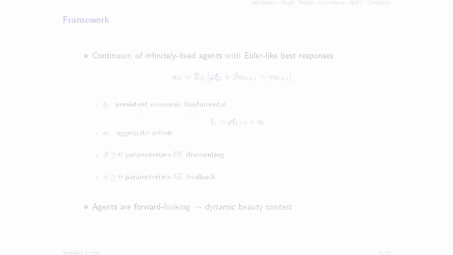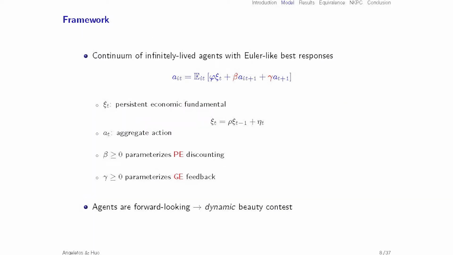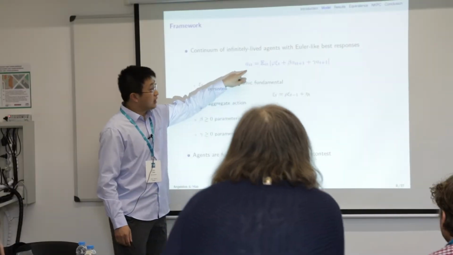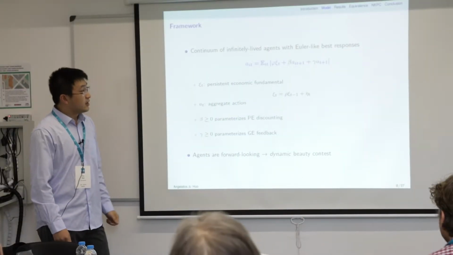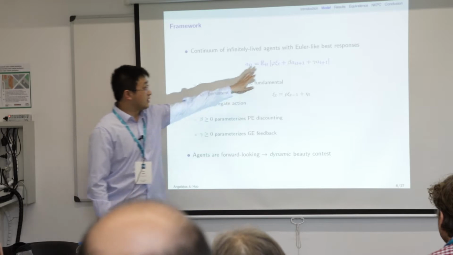So this is our framework. Think about this economy, where there is a continuum of infinitely lived agents with this beauty-contest-like best response. So think about individual i. Individual i's action, a_{it}, depends on the following things. First, it depends on the fundamental, theta_t.